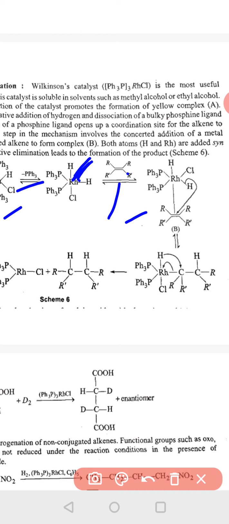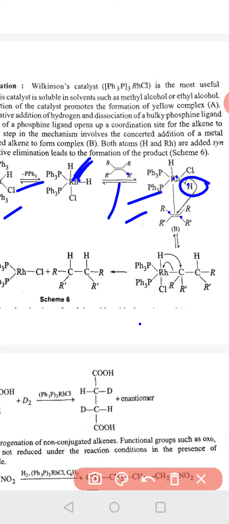Now this hydrogen from rhodium gets attached to one of the carbons of the alkene, and this rhodium is attached to the other carbon of the alkene. This is a concerted addition, where both hydrogen from the complex and rhodium from the complex get attached to the alkene substrate, the organic substrate. So this is a syn addition.